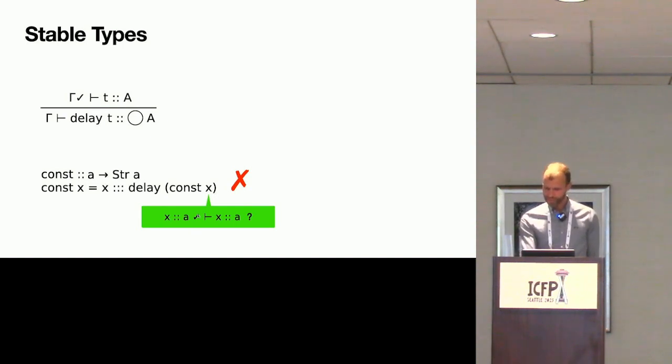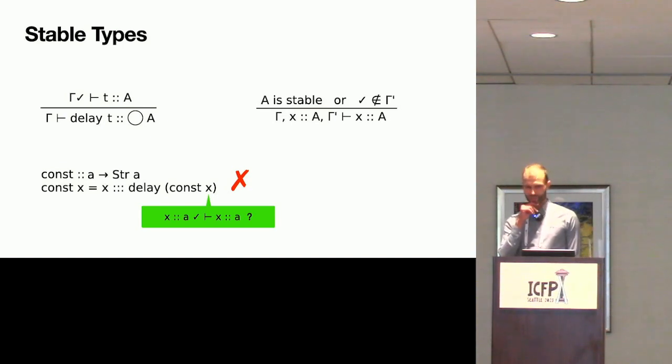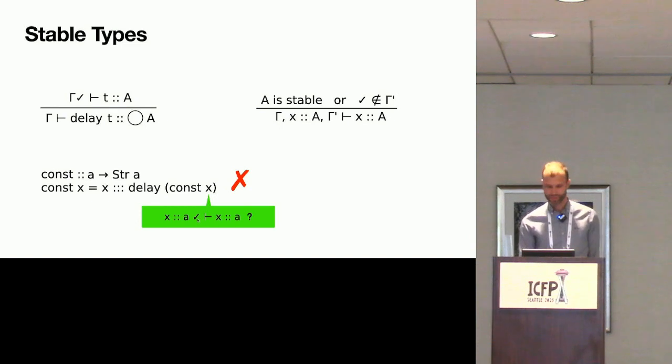And the problem is that this won't type check, because this is now the variable introduction rule in Ratus, right? So we can use a variable x that appears in a context, but only if either there is no tick to the right of it, so no tick here in this gamma prime. That's not true here. We actually have a tick right next to it. Or if A happens to be a stable type.